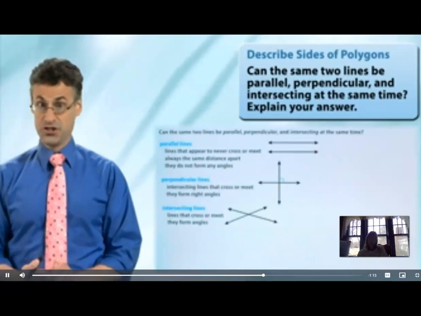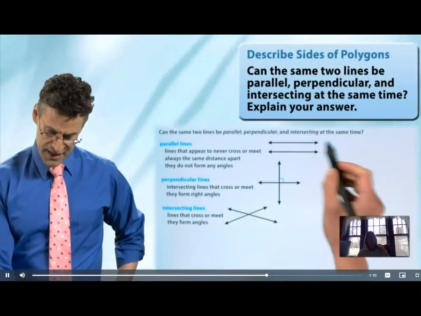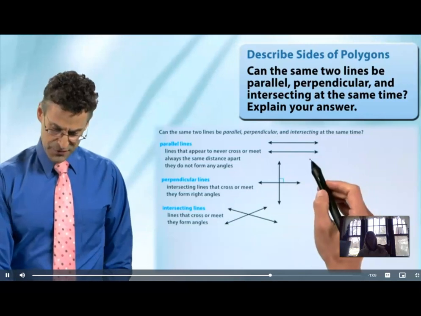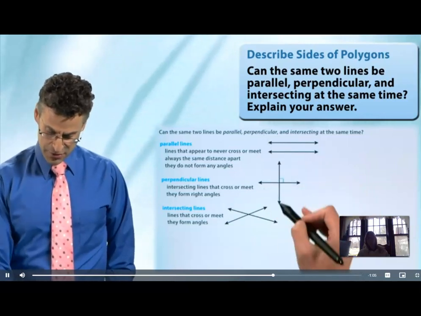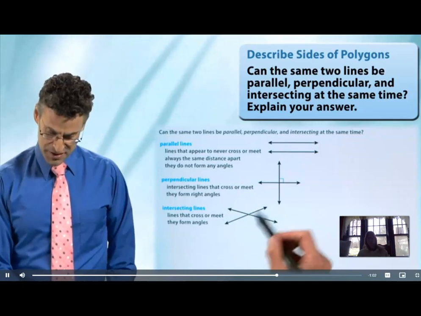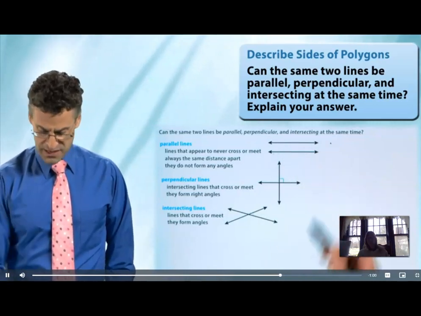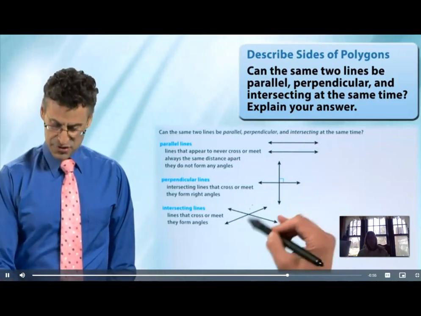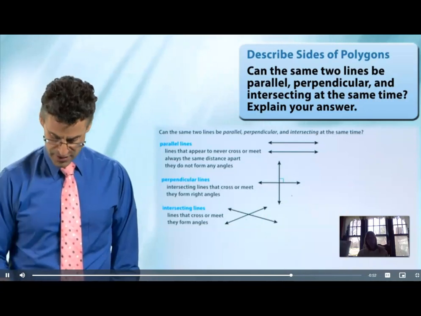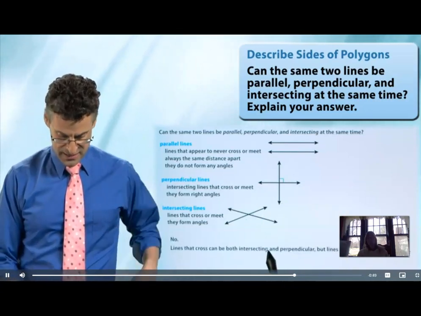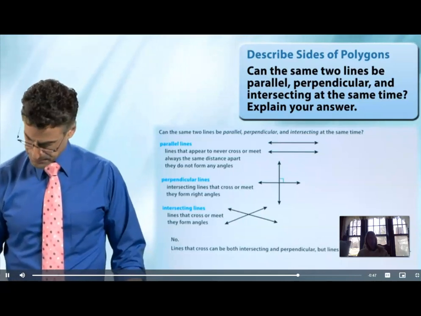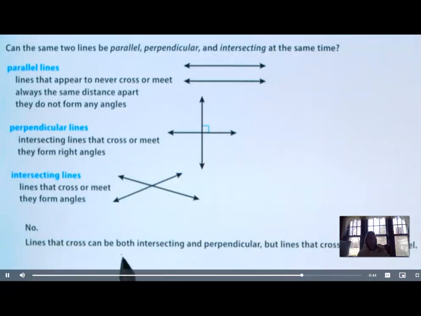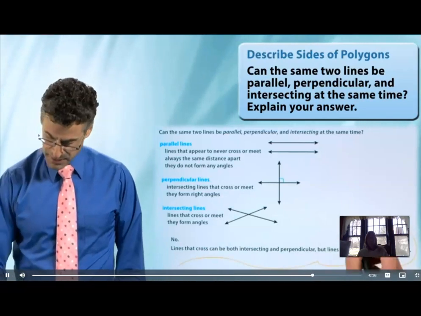Well, no, they can't. Do you see why? Parallel lines will never, ever meet or cross each other. So therefore, you can't be perpendicular, which means they cross, or intersecting, which means they cross, and be parallel, which means they don't cross. So the answer is no. But you could be perpendicular and intersecting because they both have the feature that they cross or meet each other. So the answer really is that lines that cross can be both intersecting and perpendicular, but lines that cross cannot be parallel.